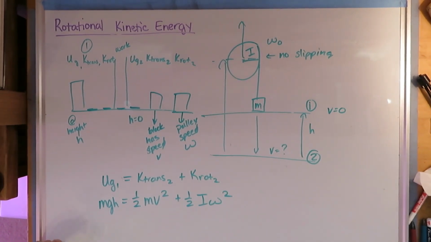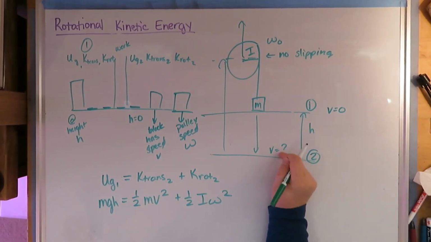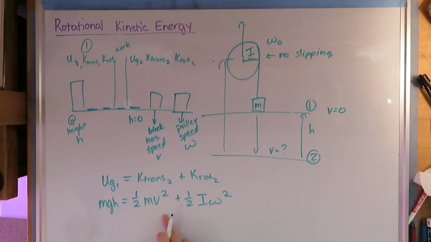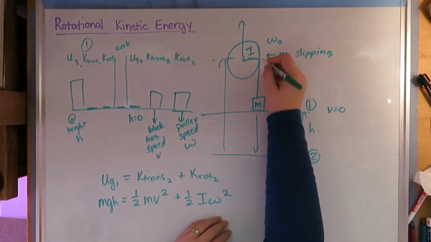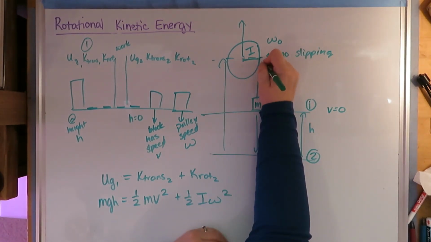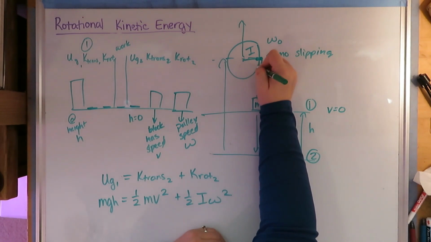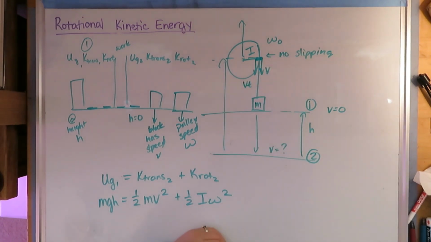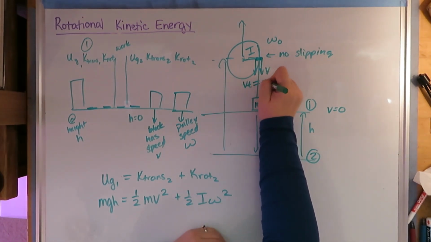Now here's the thing. If I wanted to find the speed down here at the bottom, which I'm looking for, and I don't know anything about omega, I can actually still solve this problem even without knowing omega. Because remember that the linear speed of the string is going to be the same as the tangential velocity of the pulley. And the tangential velocity of that pulley is going to be r omega.